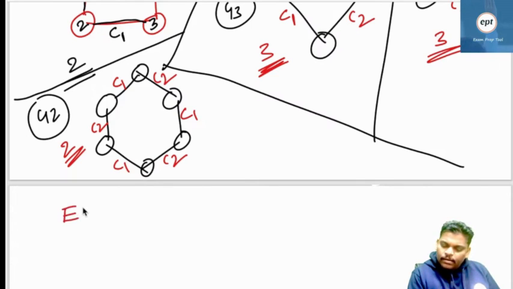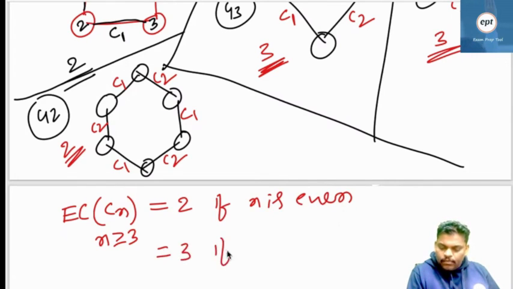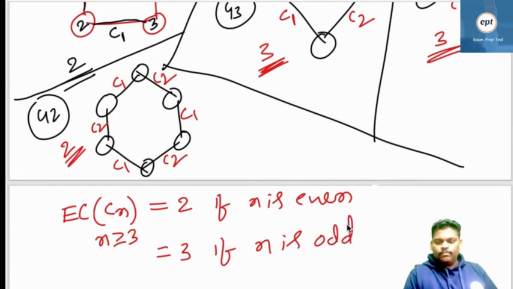Edge chromatic number for Cn, where n is greater than or equal to 3. Cn means a cycle graph with n vertices. The answer is going to be 2 if n is even, and 3 if n is odd. Check one time.